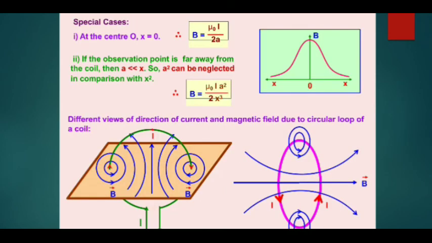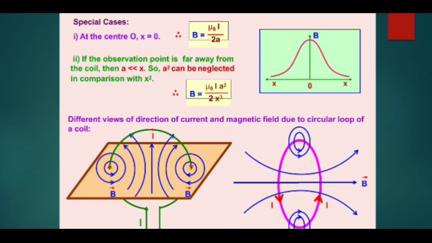Now come to the cases for the circular loop. For the case at the center of the coil, x is equal to 0, so instead of x you substitute 0. So what will remain? B is equal to mu naught I divided by 2a, because x square is 0, and the remaining thing is 2a.